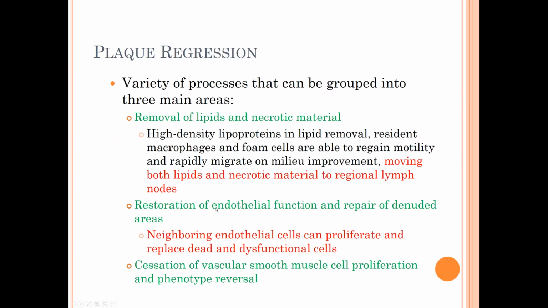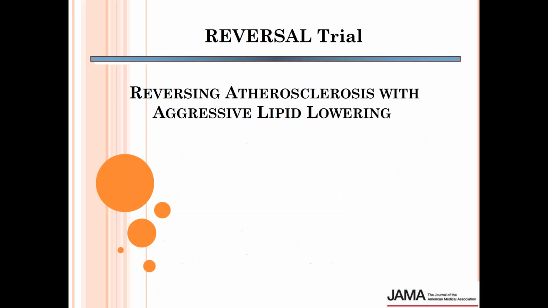So the first is removal of the lipid-rich core and necrotic material, by the removal of lipids and necrotic material to regional lymph nodes. And then you would also have restoration of the endothelial function. So these endothelial cells can repair areas of dysfunction, and furthermore, you would have vascular smooth muscle proliferation, which leads to narrowing of the lumen, but this process can also be slowed. So they will focus mostly on the lipid component and the inflammatory component.